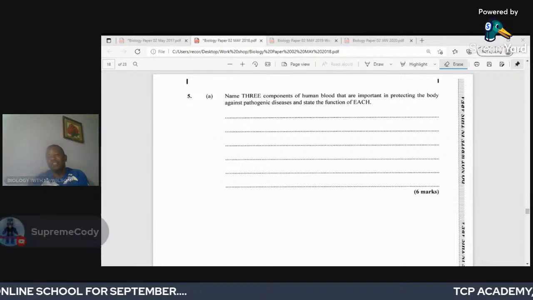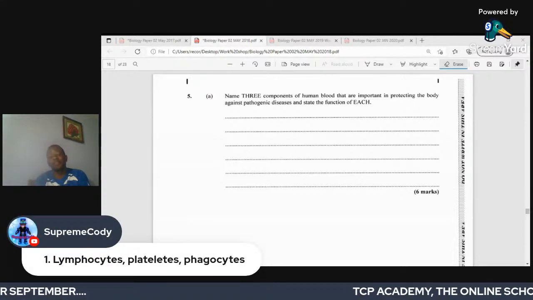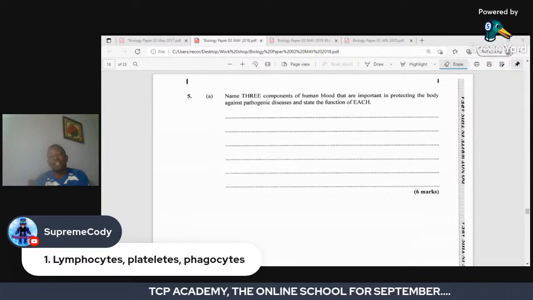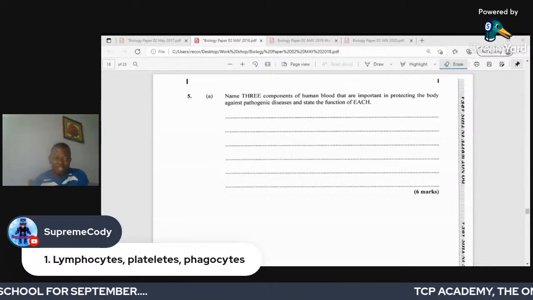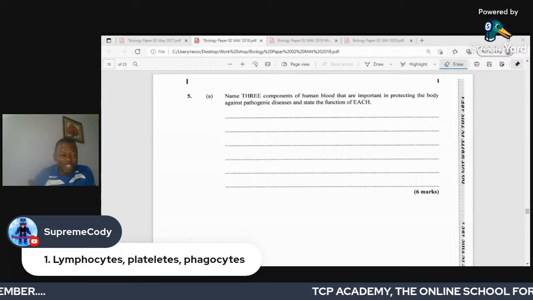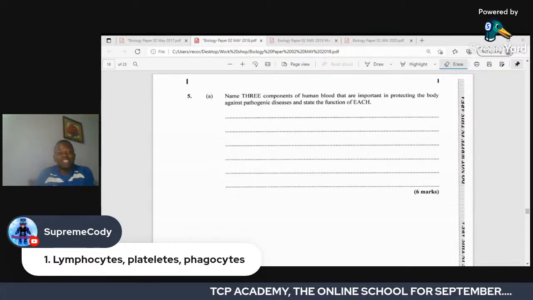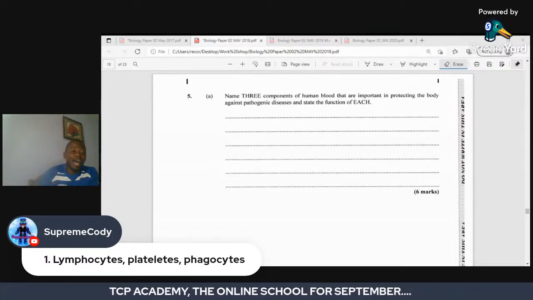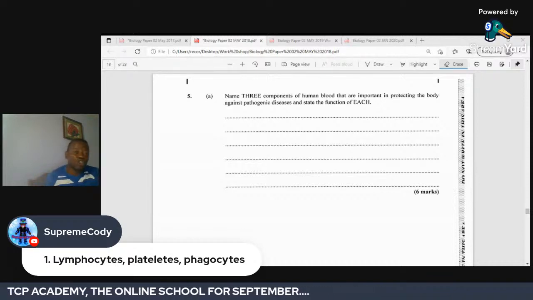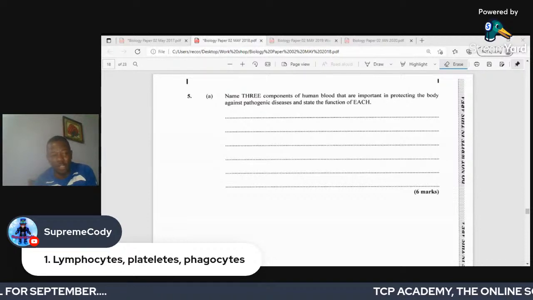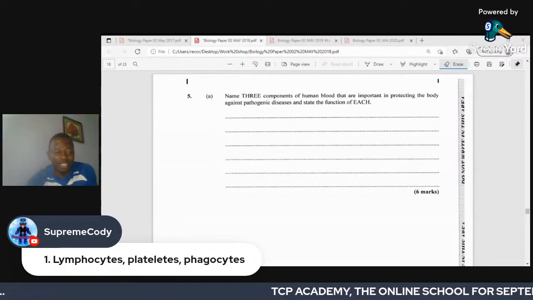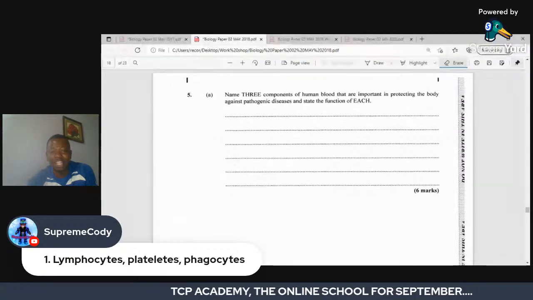All right, I'm seeing an answer here, so I'll just grab it. It's on screen. Lymphocyte, platelets, phagocyte. Please be reminded that the white blood cell is called leukocyte, the red blood cell is called erythrocyte, and the platelets are called thrombocytes. All right? Great. So there we have the answer on screen. That was easy for a lot of persons.